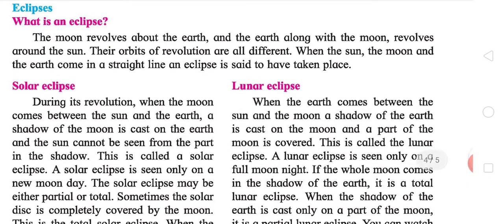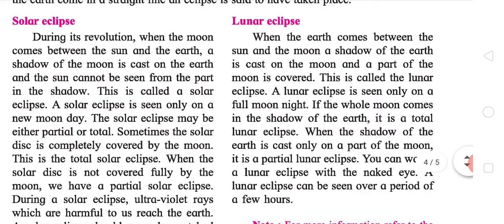Eclipses. What is an eclipse? The moon revolves around the earth, and the earth, along with the moon, revolves around the sun. Their orbits of revolution are all different. When the sun, the moon, and the earth come in a straight line, an eclipse is said to have taken place.